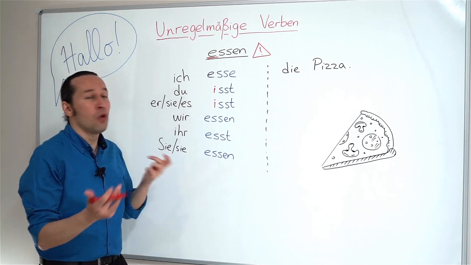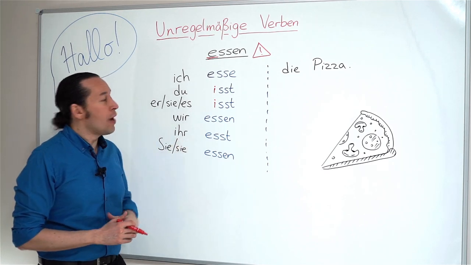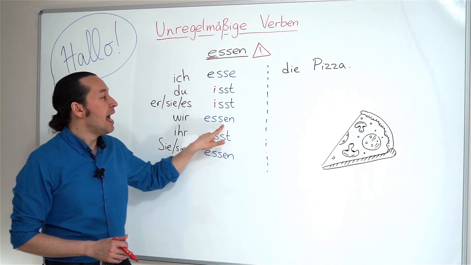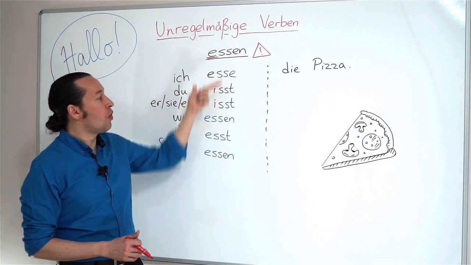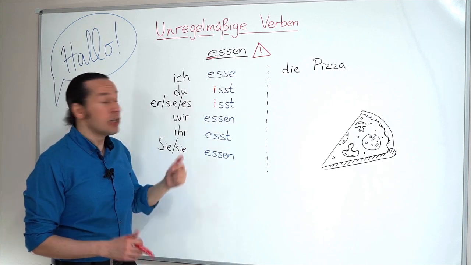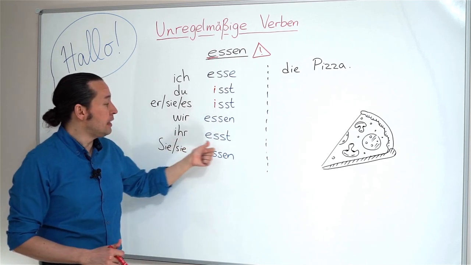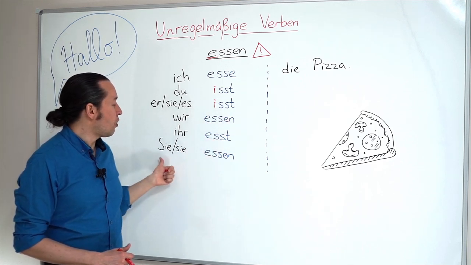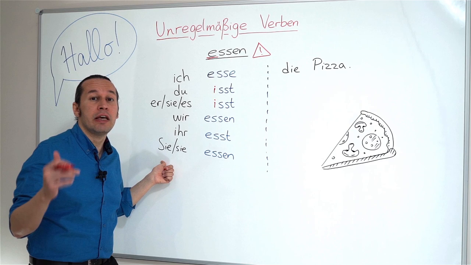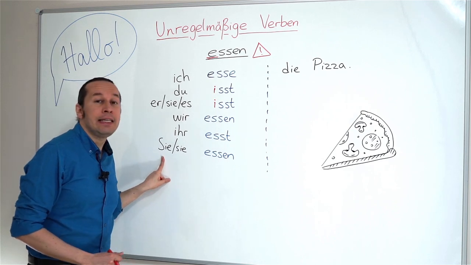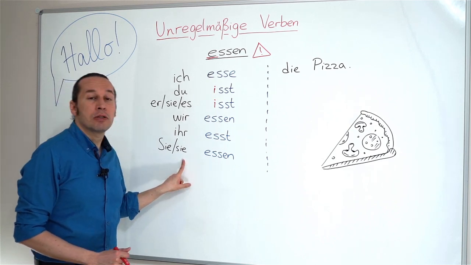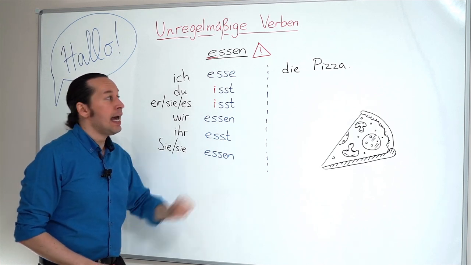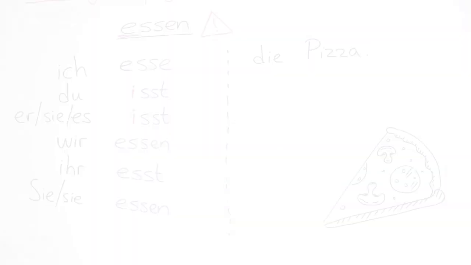to whom I refer. So when I say, we eat the pizza, wir essen die Pizza, the verb remains the same. Just like in the regular form, ihr esst die Pizza, it remains the same. And for the formal way of saying you, I'll say, Sie essen die Pizza. But also for they eat the pizza, I'll say, sie essen die Pizza.